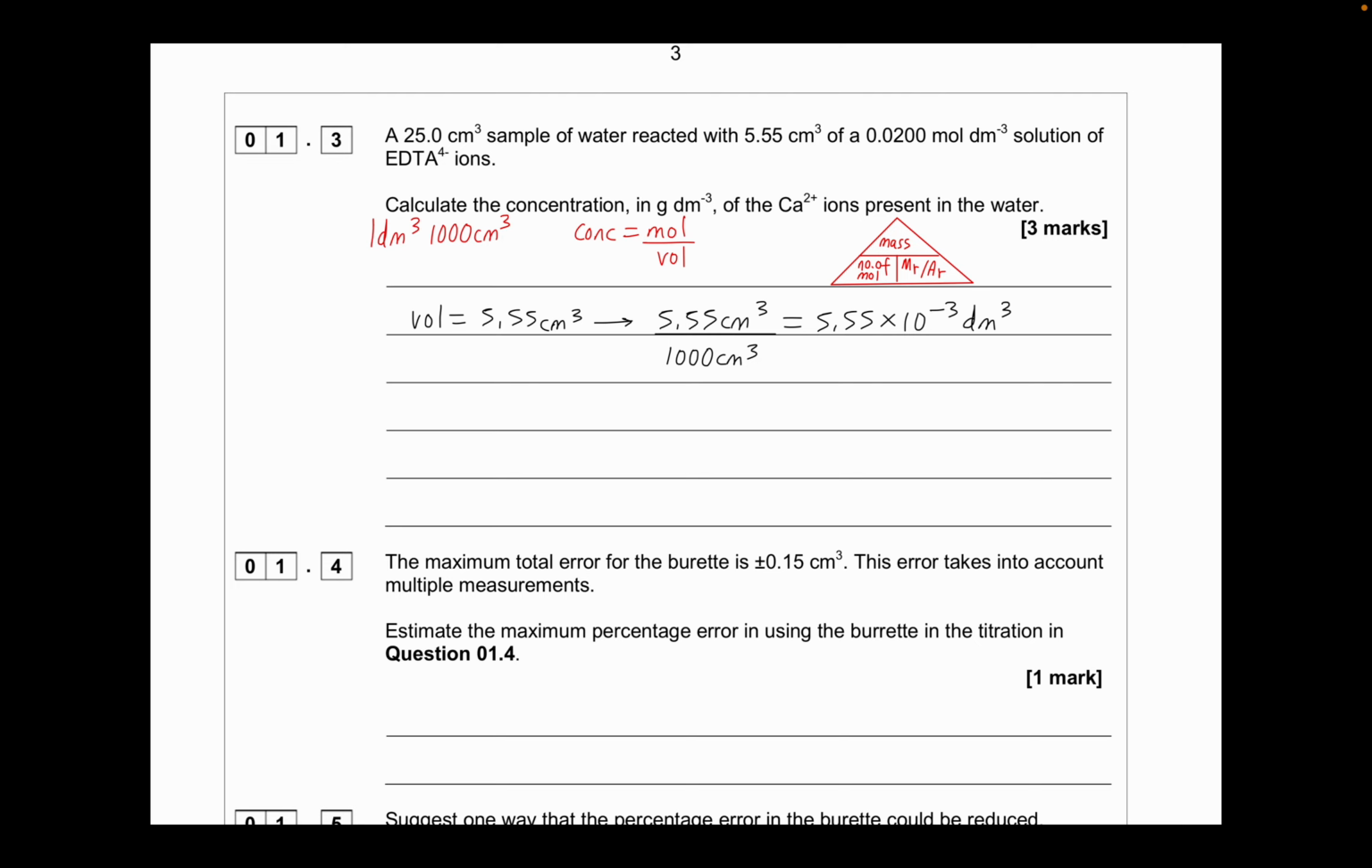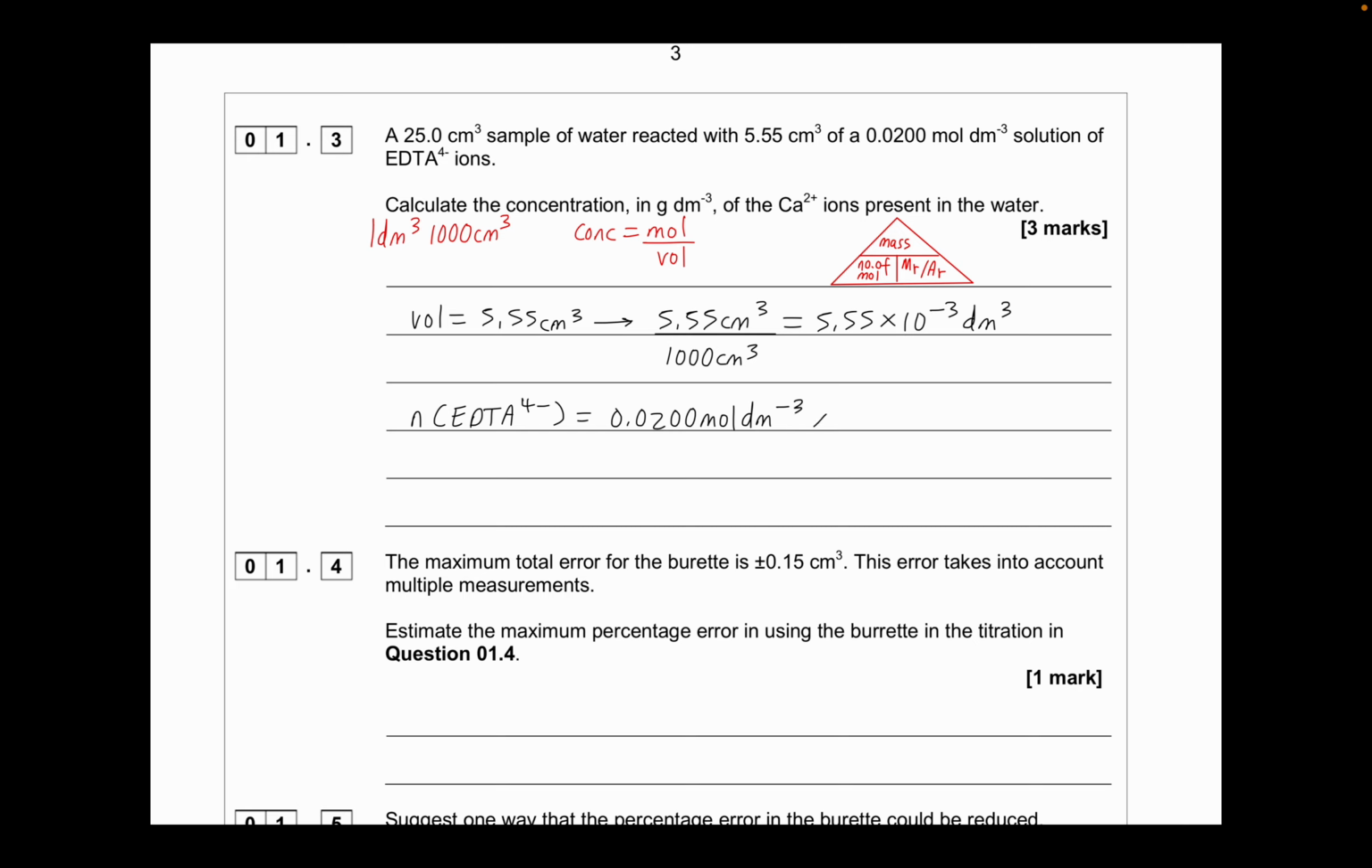So that means the number of moles, we can just write it here, number of moles of EDTA4-. By the way, the n just means number of moles of EDTA, okay? So number of moles of EDTA is going to be the concentration, which is 0.0200 mole per dm cubed.